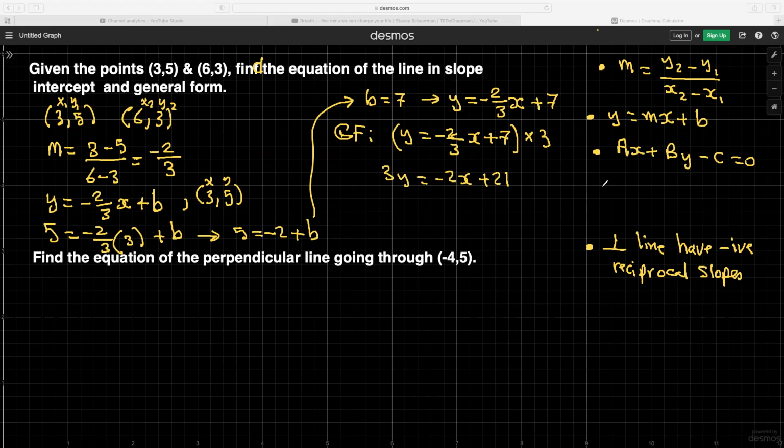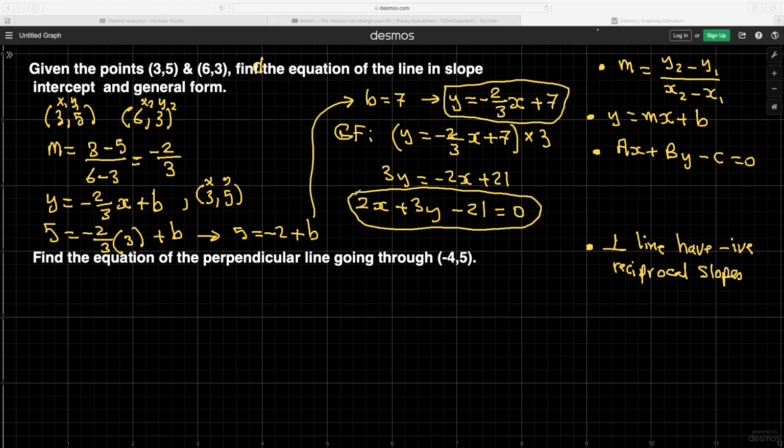So what we need to do to write it in general form without a negative sign here, I'm going to move this and this to the left side, and that way they become positive. So 2x plus 3y minus 21 equals 0. And this is the equation in general form. So this is your first answer right here in slope-intercept form, and this is the answer in general form.